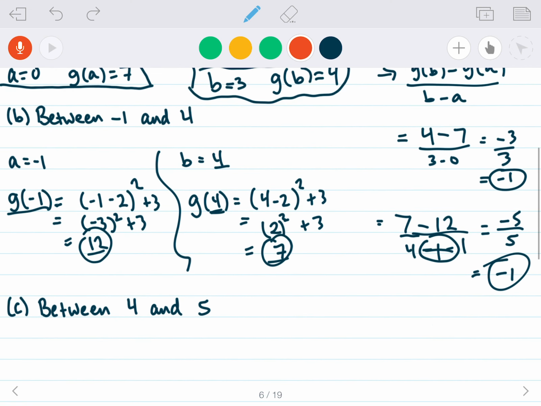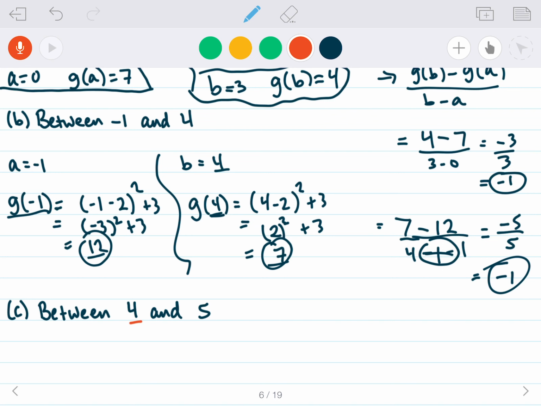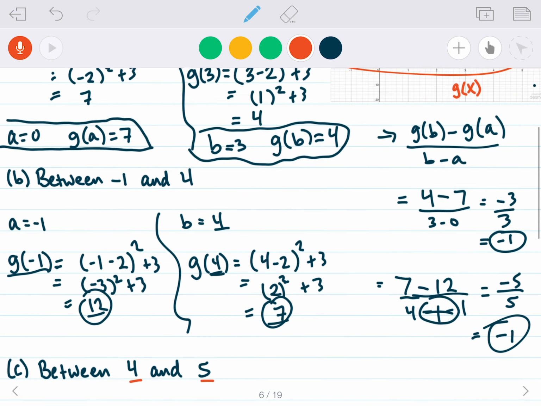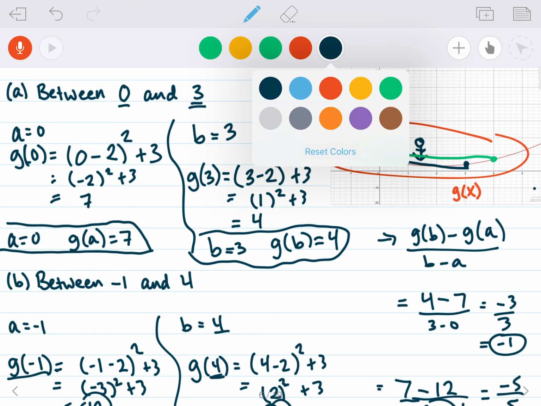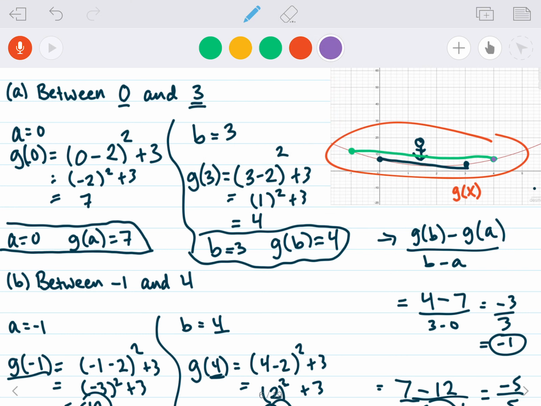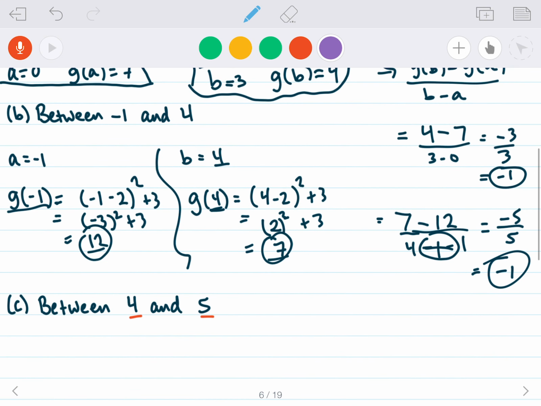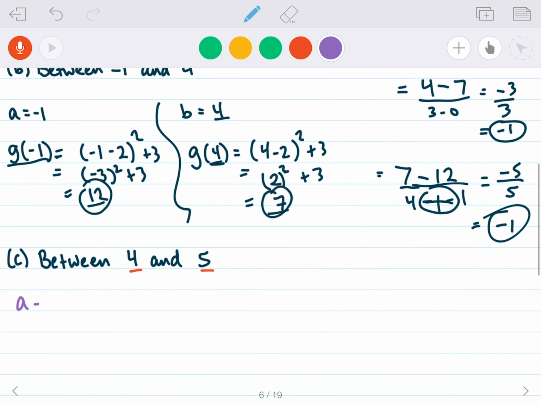All right, what about between A equals 4 and B equals 5? So again, we're thinking x here. Now we're looking at this segment from 4 to 5, and we expect it to be positive, right? Because if I put this guy on here, he's going to be walking up. So here we have A is 4, B is 5.